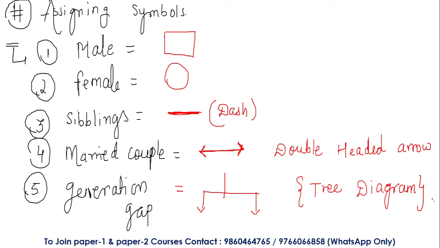Whenever I say double-headed arrow, the image of a double-headed arrow should come to your mind. Whenever I say dash, the image of a dash should come to your mind. Tree diagram, the image of a tree diagram should come to your mind. In this way I have assigned 5 symbols. Now the question that comes to your mind is, ma'am, are these 5 symbols enough to solve blood relation questions? I would say yes, 100%. These 5 symbols are more than enough for solving all the questions of blood relations.